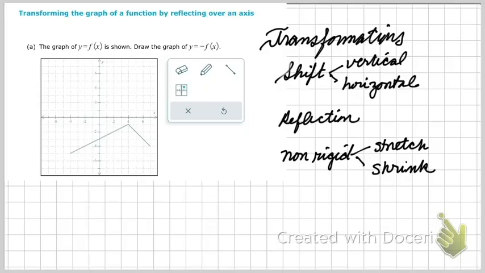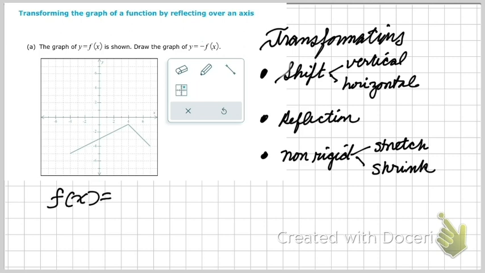This is Mr. Manley. This is the second video in a three-part series on transformations. In the first part, we looked at shifting, vertical and horizontal shift. In this video, we are going to look at reflection, and then we will have a third video for non-rigid transformations. Referring to the previous video, we were working with parent functions.